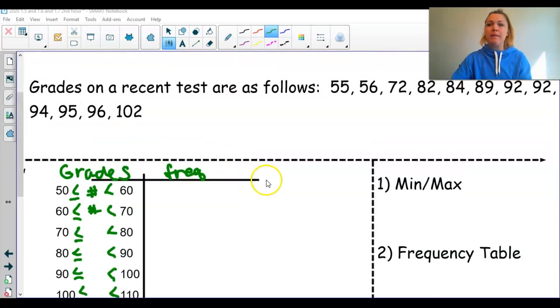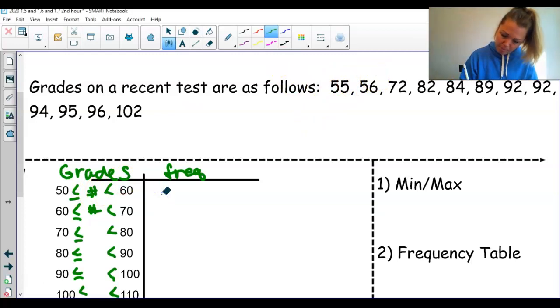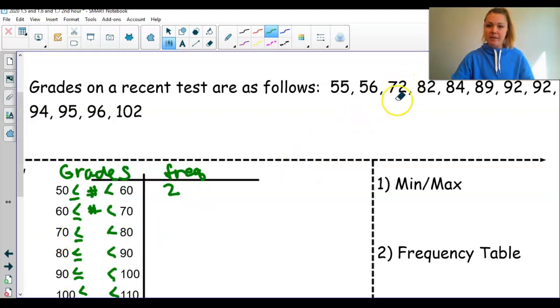Okay, let's get counting now. We want to say how many grades were greater than or equal to 50, but less than 60. And I count 1, 2. So I'm going to write a 2 right there. Okay, now I'm going from 60 to 70, and we know we don't have any in that one. From 70 to 80, so 72 is right there. There's only one of them.